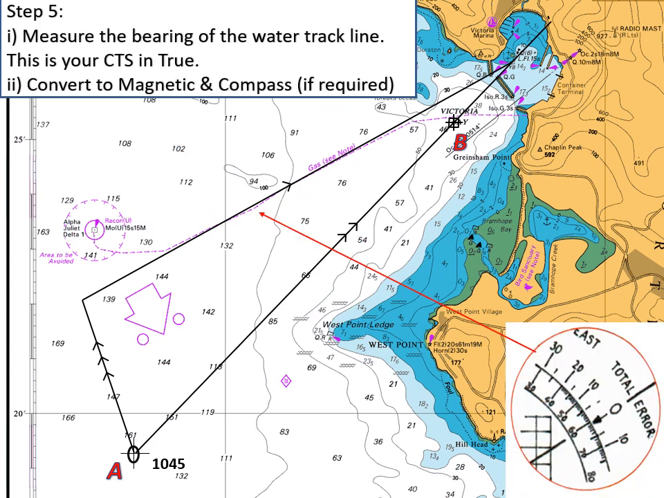Once we have this line, we put a plotter alongside it and we measure it. This is our course to steer in true. And as you can see in this example, it's 061 degrees true. If we need to convert it to magnetic and then to compass, you may do so if required.